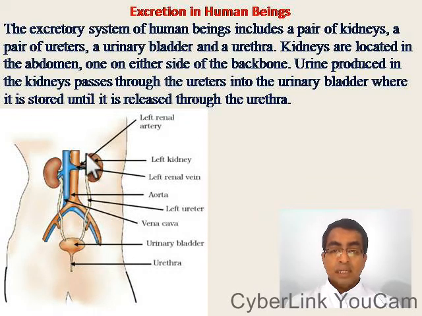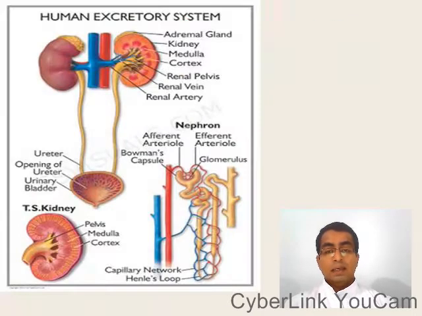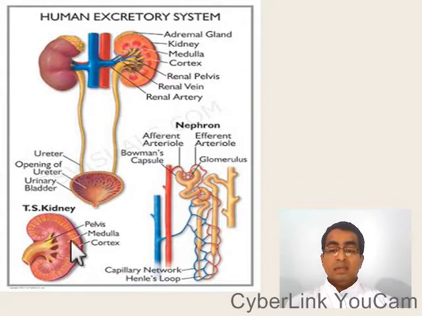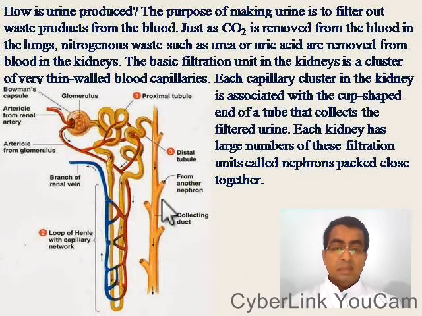Urine produced in the kidneys passes through the ureters into the urinary bladder, and the urine is collected or stored in the urinary bladder and it is released through the urethra. The excretory system: kidneys, ureters, urethra. The structure of kidney: pelvis, medulla, cortex. This is the excretory unit in human beings, that is nephron. We will see the structure of nephron in detail.